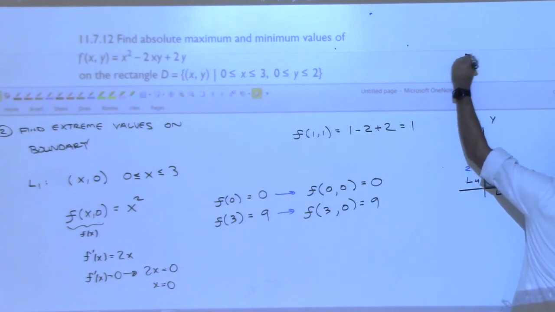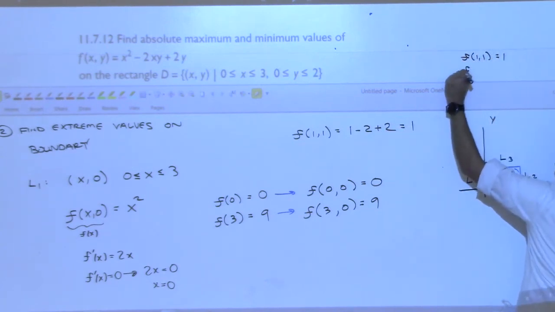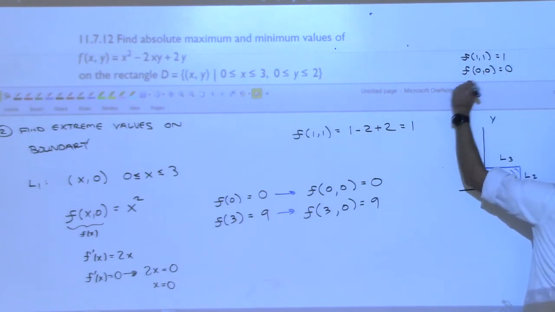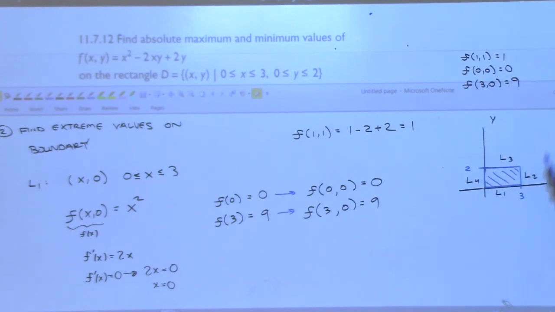We have f of (1, 1) is 1. We have f of (0, 0) is 0. And we have f of (3, 0) is 9. I'm making a list now of all my candidates for the global max and min.